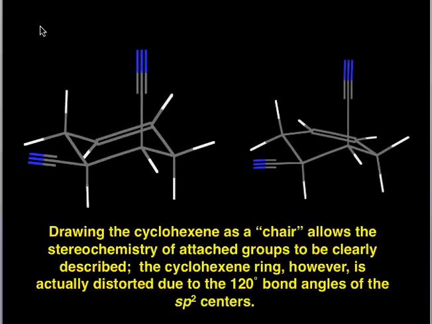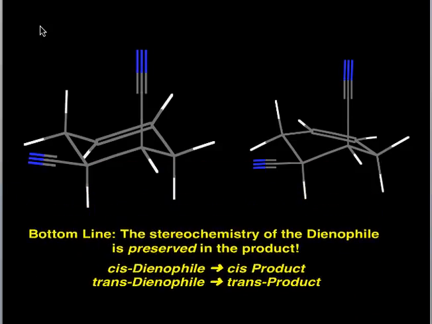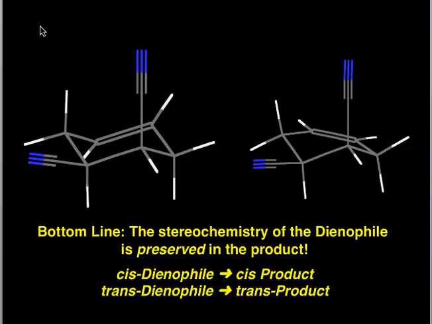Now, in reality, this is what it looks like. Not a perfect chair, but nonetheless, these are still cis to each other. It's easier to see this way, but here I've corrected for the bond angles for the alkene. But once again, these are so clearly cis. The bottom line here, the stereochemistry of the dienophile is preserved.